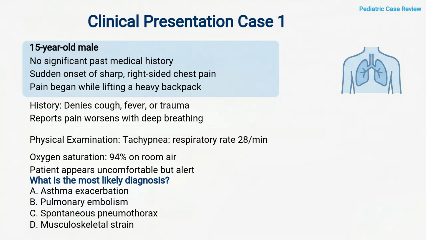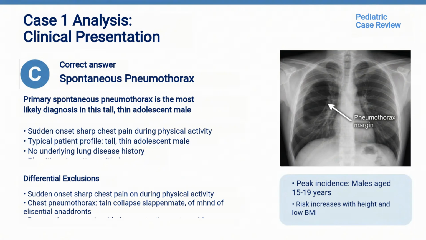What is the most likely diagnosis? Option A, asthma exacerbation. Option B, pulmonary embolism. Option C, spontaneous pneumothorax. Option D, musculoskeletal strain. The correct answer is option C, spontaneous pneumothorax. This is a classic presentation of primary spontaneous pneumothorax in a tall, thin adolescent male.